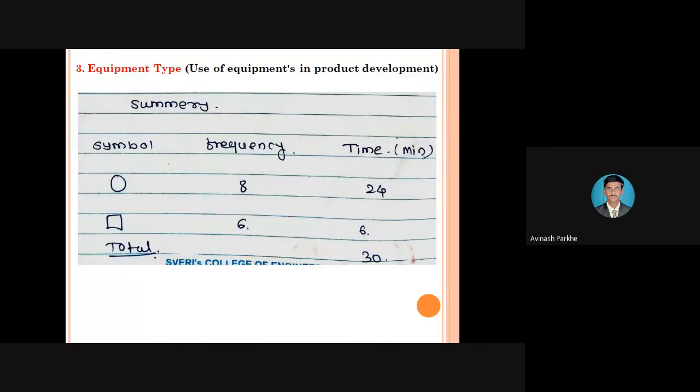Then the summary is also represented at the end of that chart. That means how much time is required for the operations, how much time is required for the inspection, and what is the total time to convert the raw material into the finished goods.